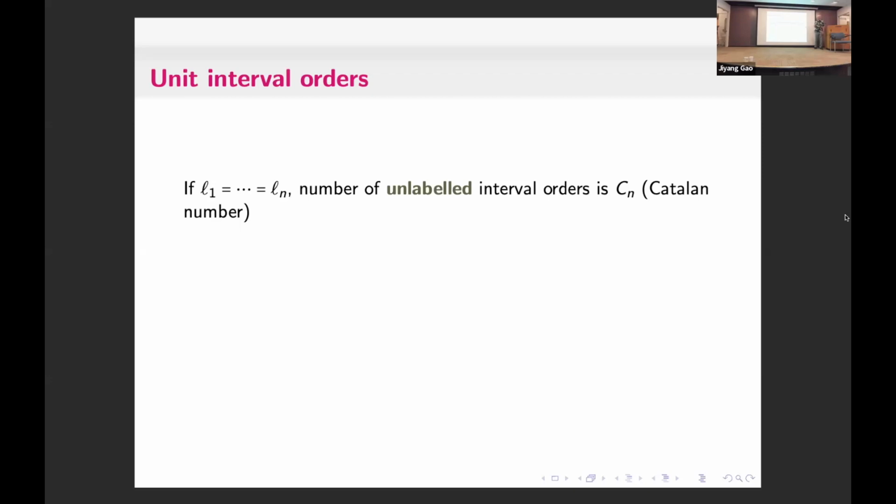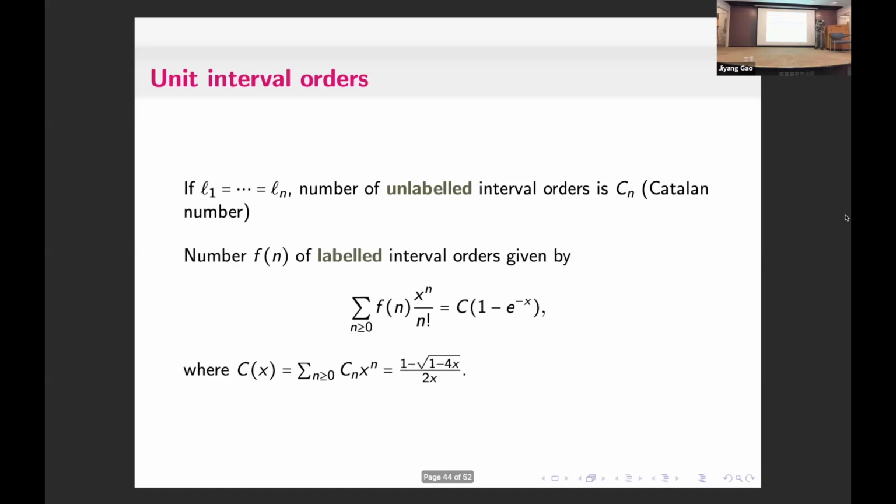What about the labeled case where all the l_i are equal? Of course, usually, it doesn't really matter what value. The number f_n of labeled interval orders with all the l_i equal: the exponential generating function is given by taking the generating function for the unlabeled case and substituting 1 minus e to the minus x. So I think again, John worked out a more general scenario where you go from the unlabeled to the labeled case by this substitution 1 minus e to the minus x. But that takes care of the labeled interval orders for the case where all the intervals have the same length.